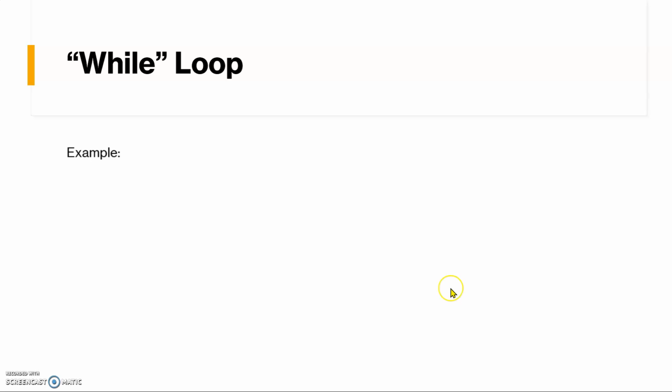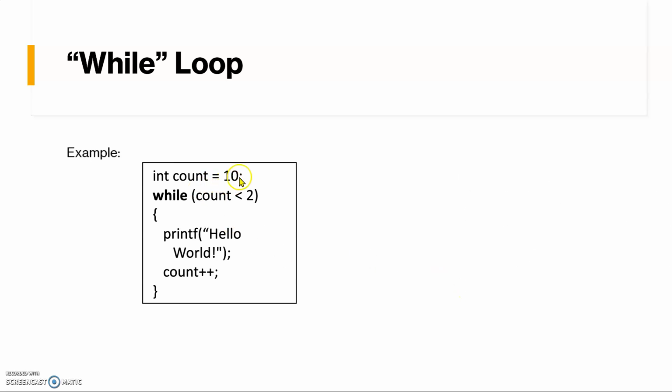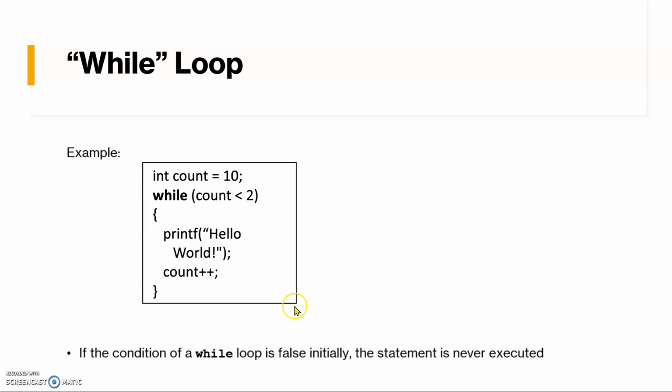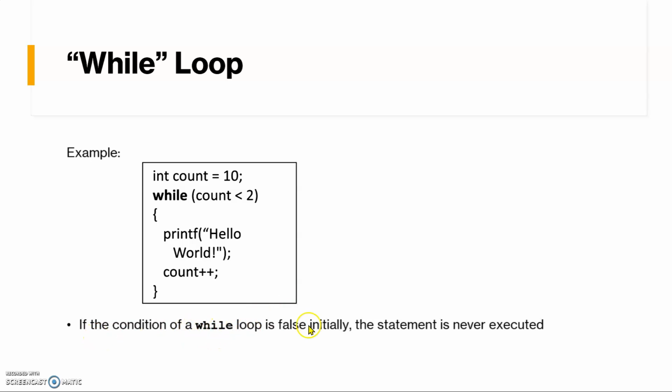Right? If you take one more example, initially the count value is 10, and 10 is less than 2, which is false. Initially the condition is false. That means if the condition is initially false, it will obviously not enter into this loop, so it will come out of it. So if the condition of a while loop is initially false, then the statements will never be executed.